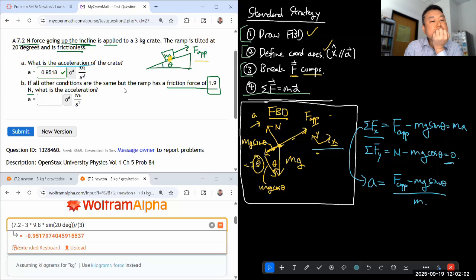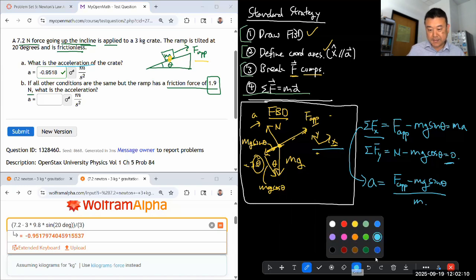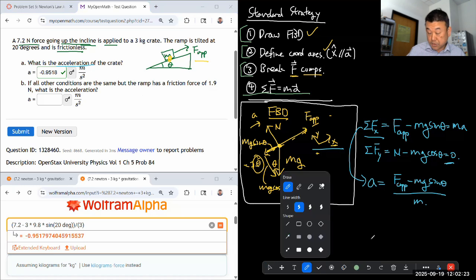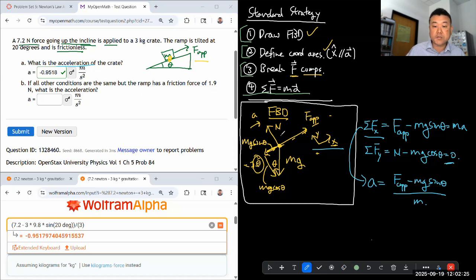So, this is the question, to which I think the question handles it incorrectly. The textbook question itself is adding a friction force of 1.9 Newton. Now, in what direction is that friction force? Is that friction force going this way, 1.9 Newton? Or is it going this way, 1.9 Newton? Is it going with the applied force? Is it going against the applied force?